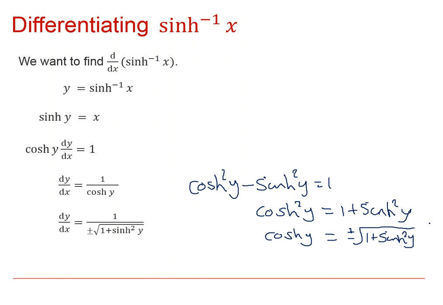Now, if you think about our original function, which was y equals inverse sinh of x, and think about the graph of that, which you've seen in previous videos, you should remember that that's always an increasing function. So in fact, we're just going to need the positive square root here. So that means that dy/dx is 1 over the positive square root of 1 plus sinh squared y. And way back here, we had that sinh y was equal to x. So we end up with dy/dx is 1 over the square root of 1 plus x squared.